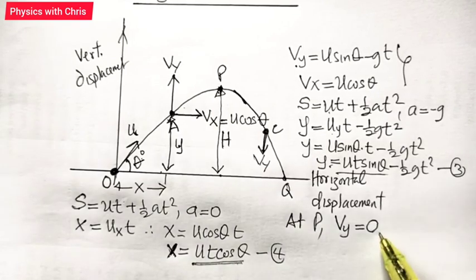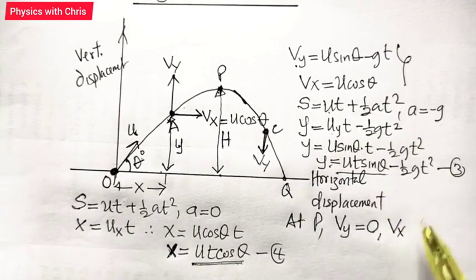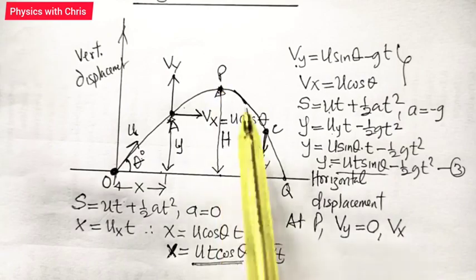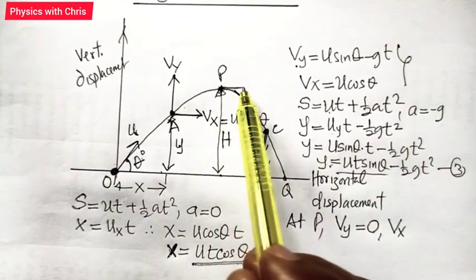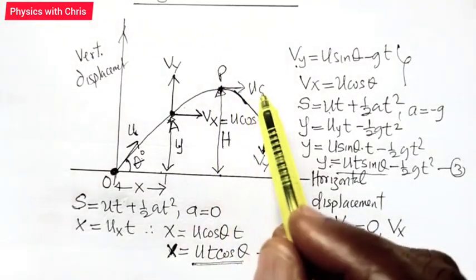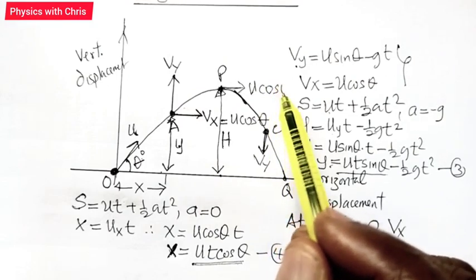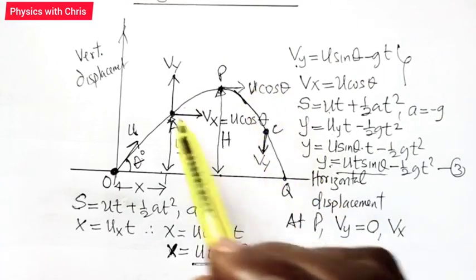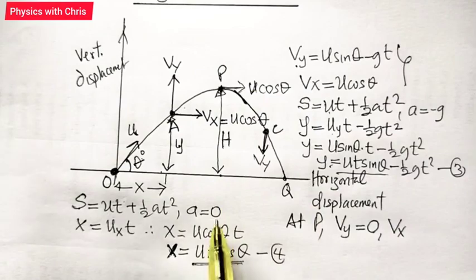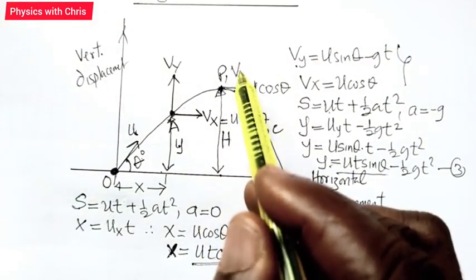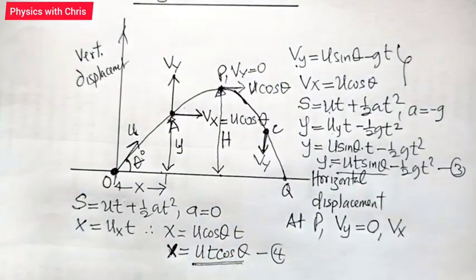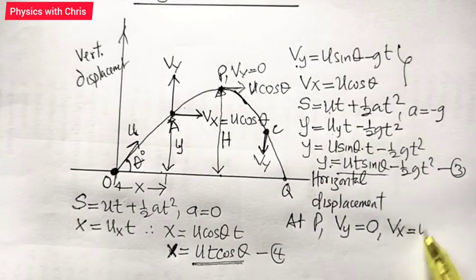I need you to also know that the horizontal velocity Vx is not zero. Please take note of that. At its maximum height here, Vx is not zero. Vx remains u cos theta, no matter what, since Vx is constant along the path. At every point on this trajectory, Vx is the same. And at the same point P, Vy is equal to zero. So Vx remains u cos theta.